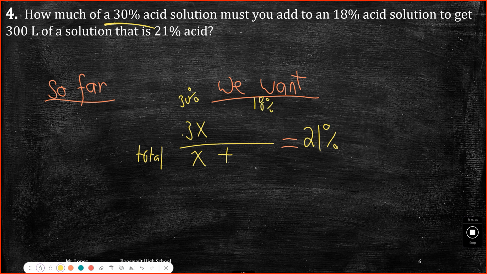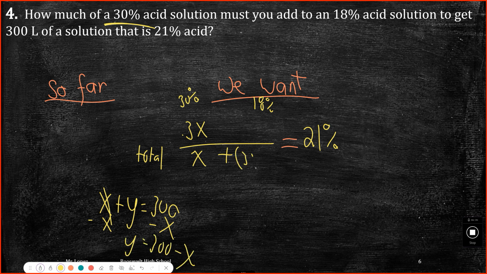How much would this one be then? Because these two added up have to equal what? Pretty much we could say x plus y has to equal 300, yes or no? So then what would y be? 300 minus x? Makes sense, no? Because whatever this is, subtract that from the total.